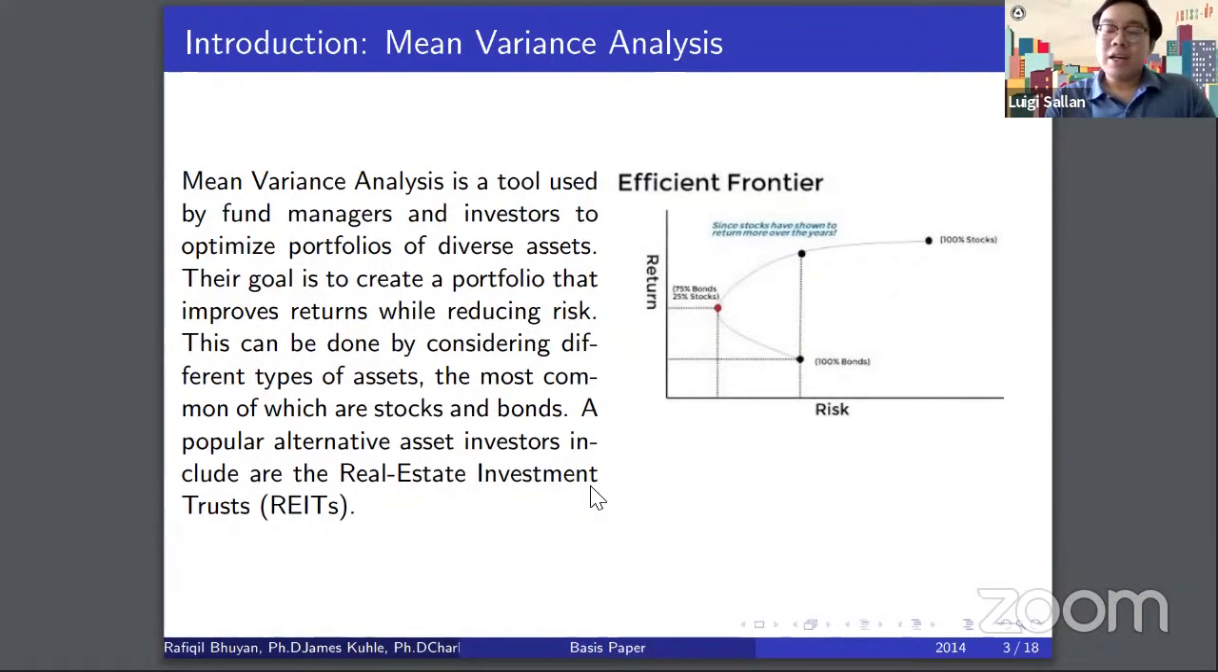And there are other strategies you could employ, such as employing different types of asset classes, or within an asset class, such as stocks, you could include different types of stocks and different combinations. A popular alternative investment included in these portfolios are the real estate investment trusts, or REITs, which are essentially equities on the real estate portfolio of a company.